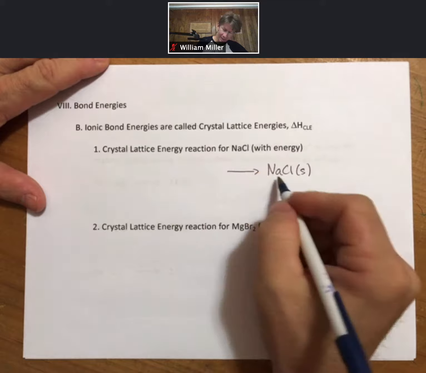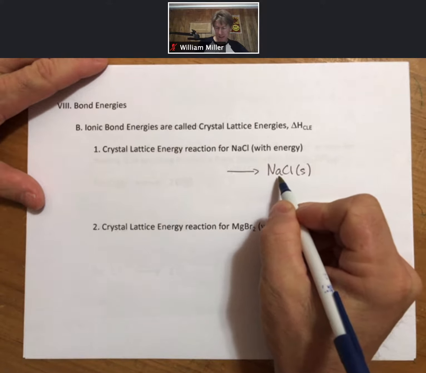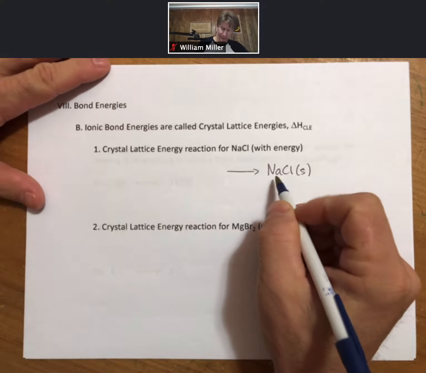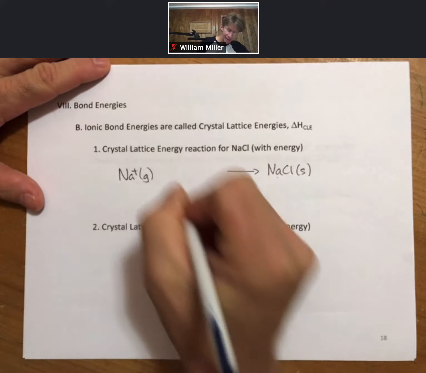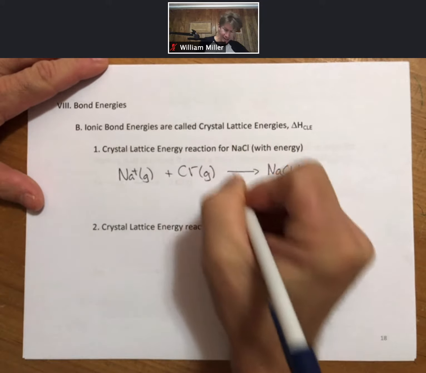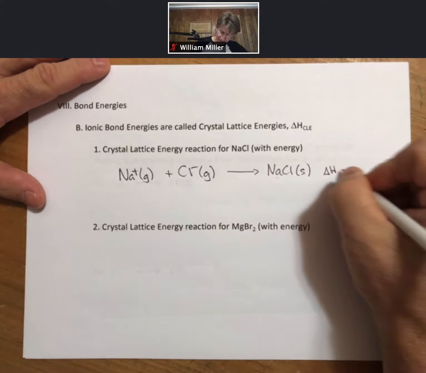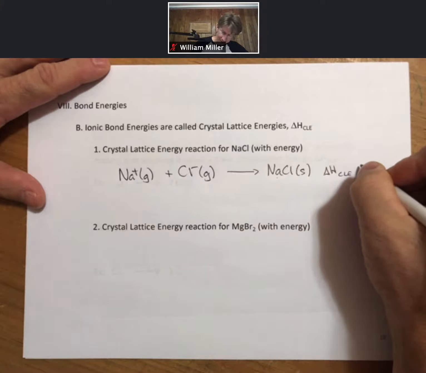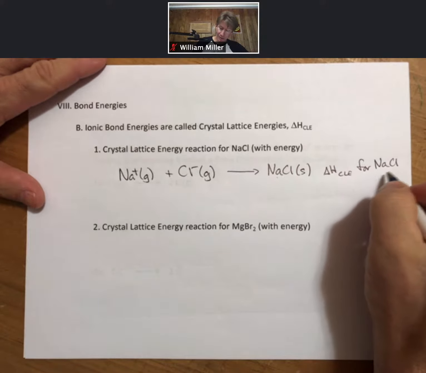And the two reactants are going to be gaseous, or gas phase, ionic forms of each of the ions here. And so those are going to be sodium plus in the gas phase plus chloride minus in the gas phase. And this will be delta H CLE reaction for sodium chloride. And the question might be, what is that energy?